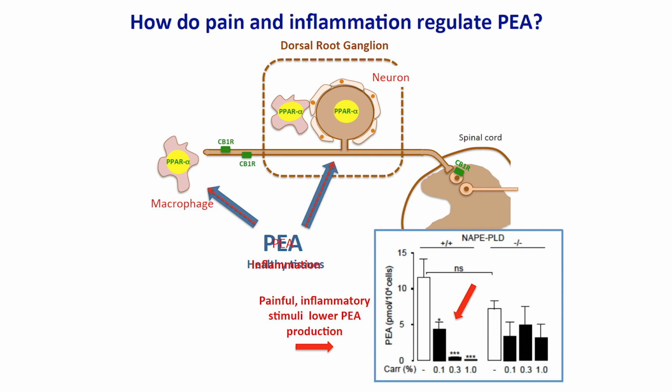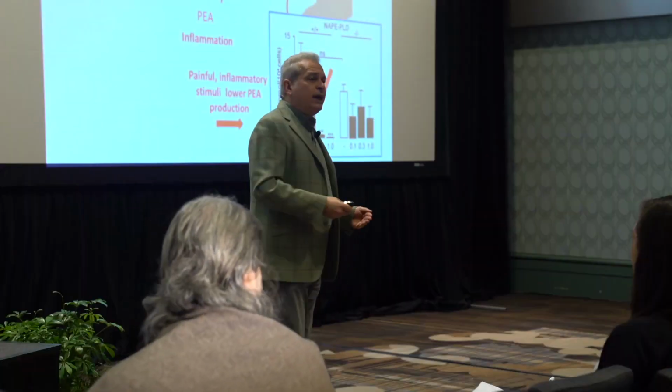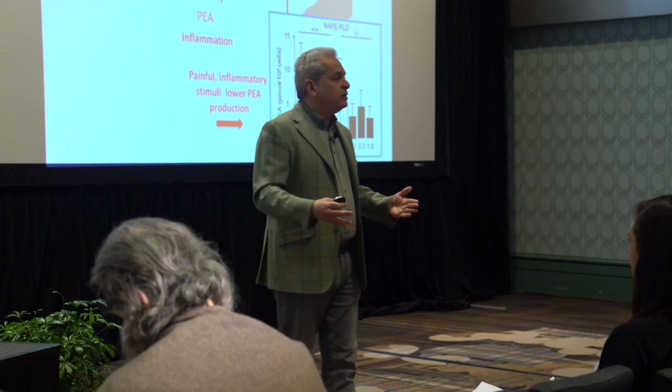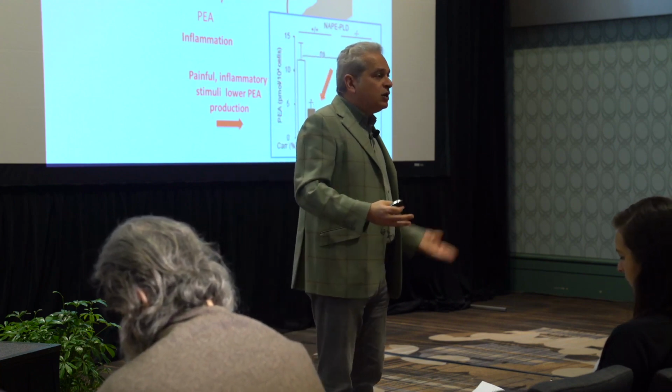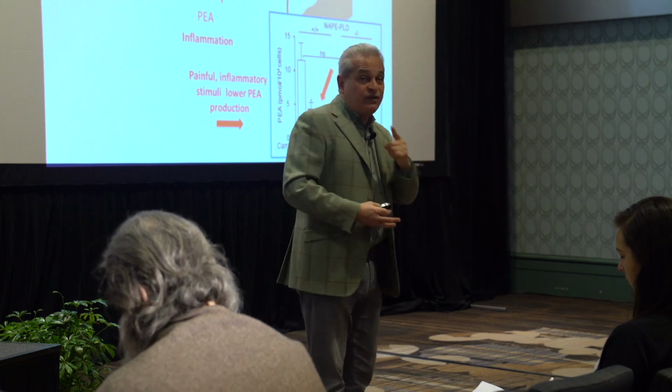This is just to show you data. I don't want to just show you cartoons. This is a piece of data from the lab. These are the levels of PEA in peripheral inflammatory cells. And if we give a compound called carrageenan, which is a pro-inflammatory stimulus, look, the levels of PEA drop precipitously. So PEA does not work like the rest of the mediators of inflammation. It does not increase with inflammation. It decreases with inflammation. That's a very, very important thing.